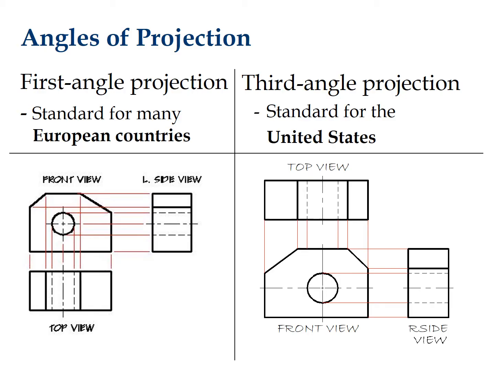Angles of projection are often referred to when talking about multi-view drawings. First angle projection is a standard used by European countries. They have the front view in the top left corner of their view orientation. The top view is below the front view, and the left side view is to the right of the front view, as seen in the bottom left of this slide. Third angle projection is the standard that is used in the United States, where you'll notice that the front view is in the bottom left of that view, and the top view is to the top of that view, and the right side view is to the right side of the front view.